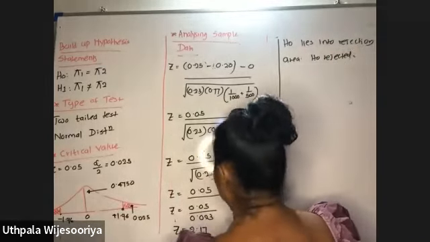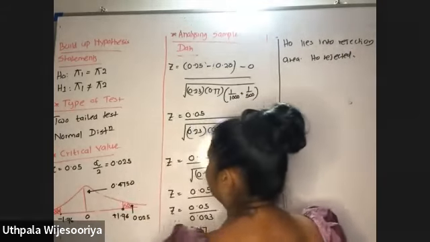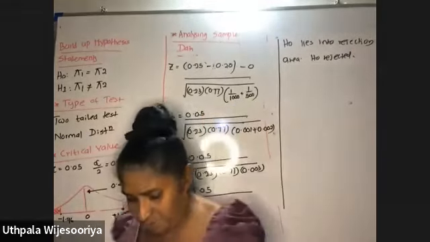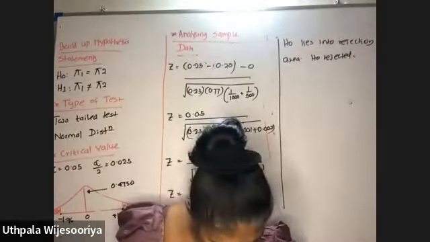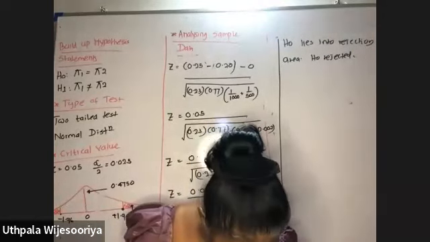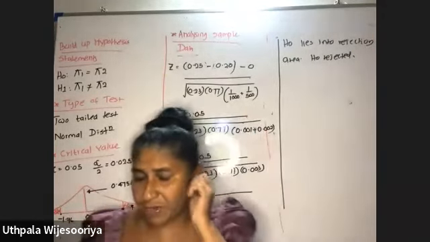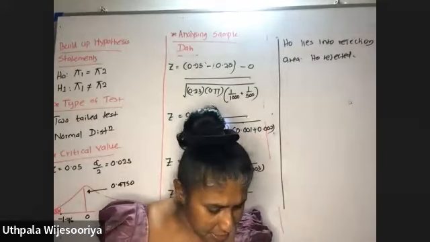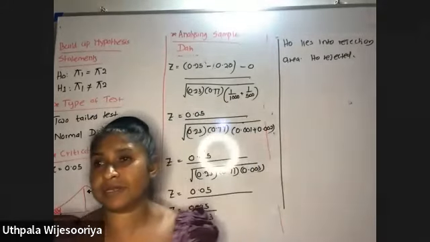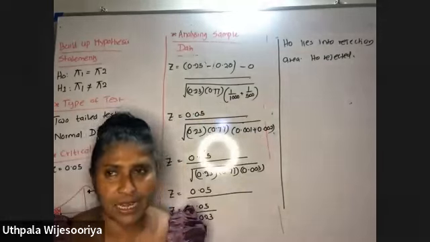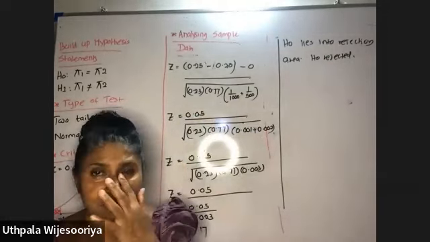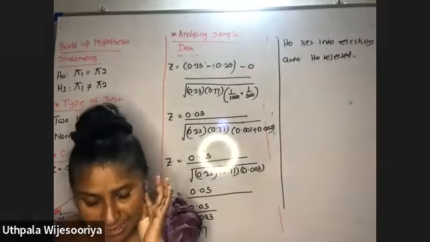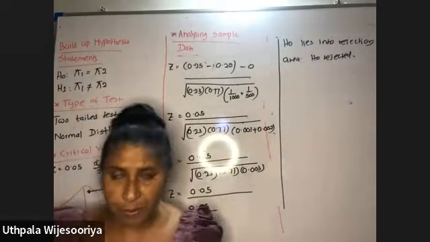So what is your conclusion? There is a significant difference between the defective percentages of the two machines at 5% level of significance. These two are different, so write your conclusion like that. The defective proportions of both machines are not equal at 5% level of significance. That is necessary.